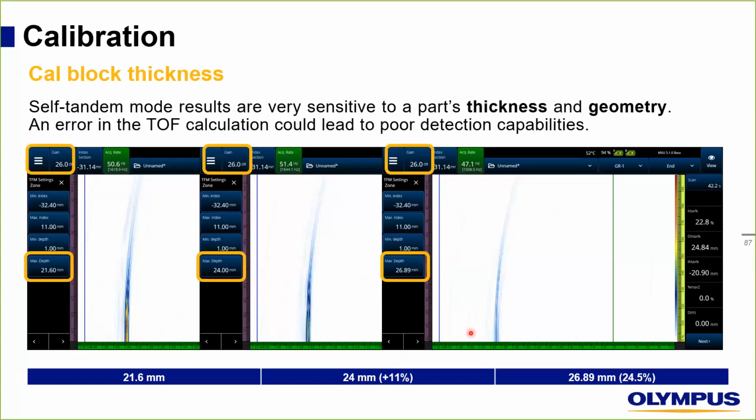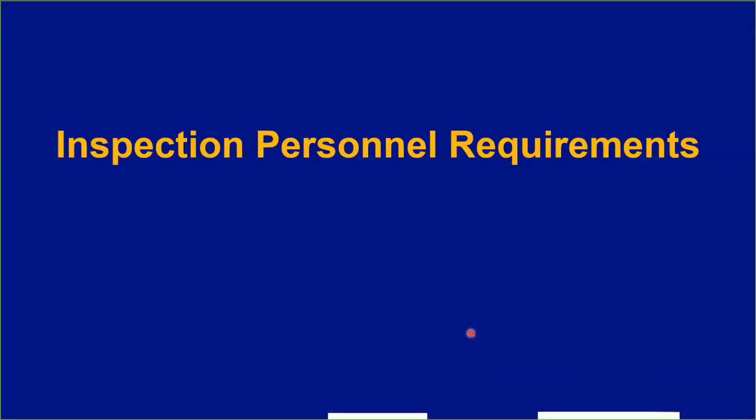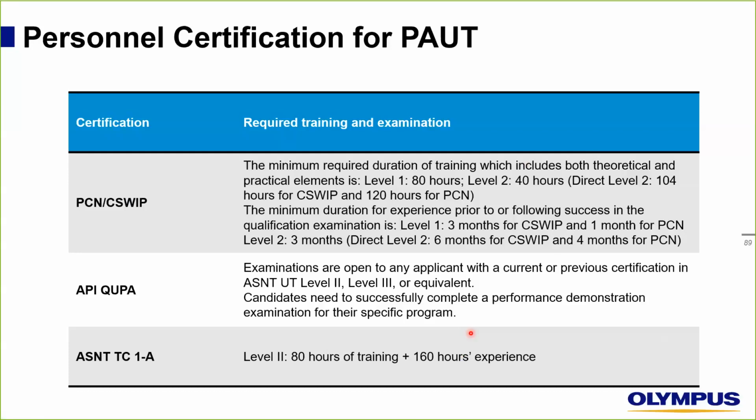So now we will move to the most important parameter in any inspection, which is the personnel. Just to have an idea about the requirements of some certification bodies for phased array, I put examples of PCN and CSWIP, API, the QUPA certification, and ASNT as well. So, of course, if you are starting as a level 1, you would need more hours than level 2.